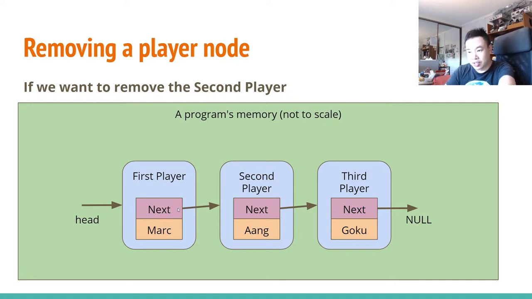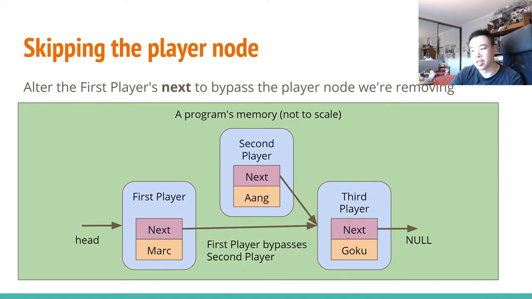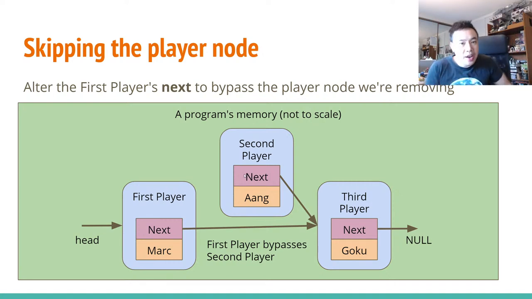So if it's going to skip this second player, then it's going to take a copy of this next pointer, which aims at the third player here, and it's going to say, okay, I'm going to skip over you. So this is just one line of code to say, my next pointer is now not aimed here, but it is aimed here instead. So it bypasses the second player, and now we have a completely well-formed linked list that just has the first player and the third player in it, and the first player's next pointer has now skipped the second player.